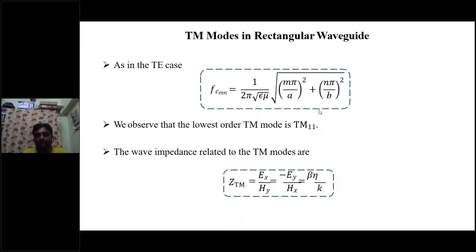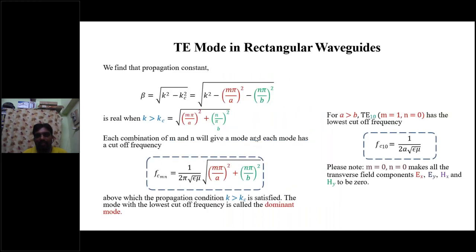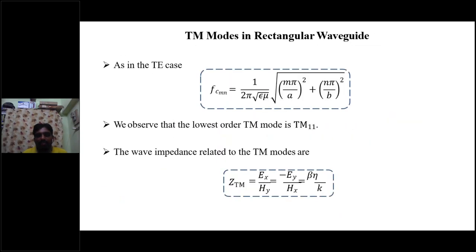How can we say this is a dominant mode? According to what I told previously, one of the definitions is that it has the highest cutoff wavelength and lowest cutoff frequency. The general expression for cutoff wavelength is lambda c is equal to 2ab by square root of m square b square plus n square a square. Suppose we take TE, where the value of m is equal to 1 and n is equal to 0, we can substitute here.